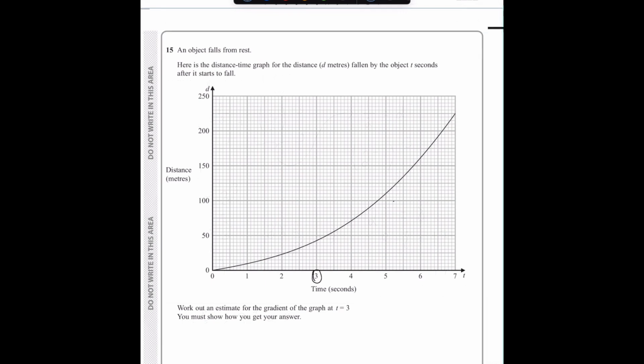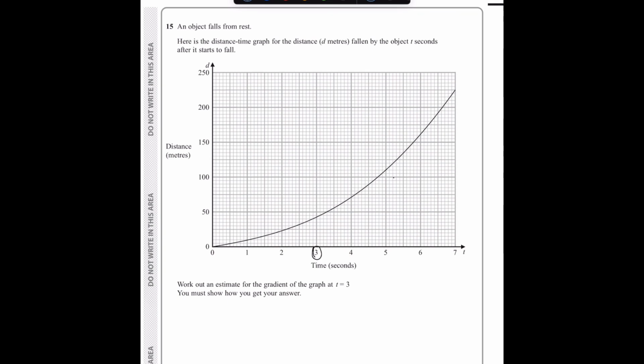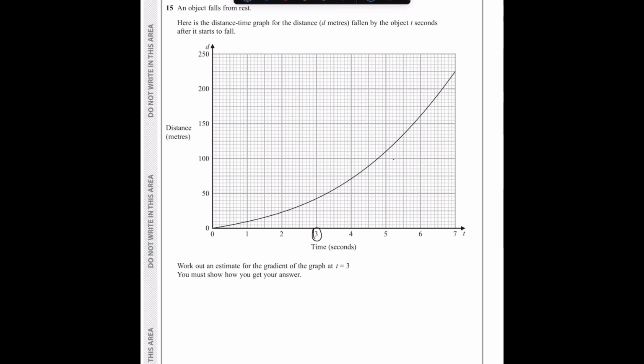Question 15 says, an object falls from rest. Here is the distance-time graph for the distance fallen by the object t seconds after it starts to fall. So the question says, work out an estimate for the gradient of the graph at t is equal to 3. You must show how you got your answer.